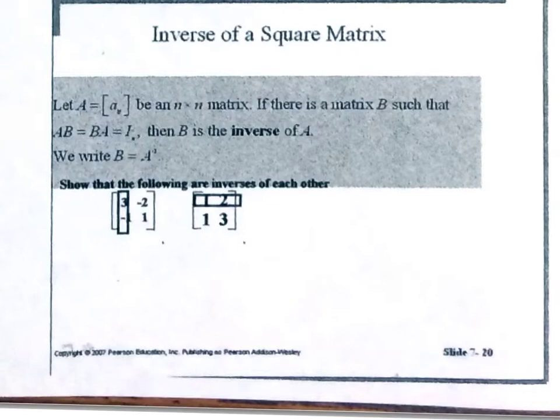Okay. Now, the next concept is the inverse of a square matrix. It says, let A be A sub i j, an n by n matrix. So it's the same number of rows and columns, so that's a square matrix, because it's the same thing.